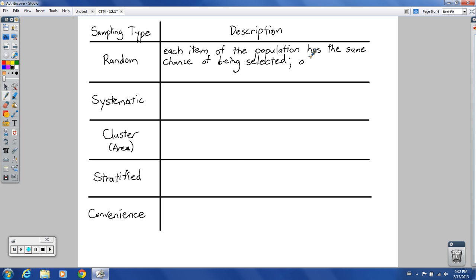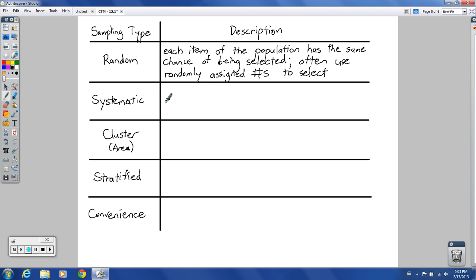So, being selected; I've got a little semicolon to separate my thoughts here. Often we'll use, or you would use, randomly assigned numbers to make selections here. So randomly assigned numbers to select. I'll say it like that.